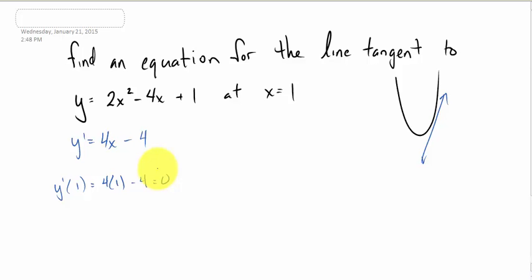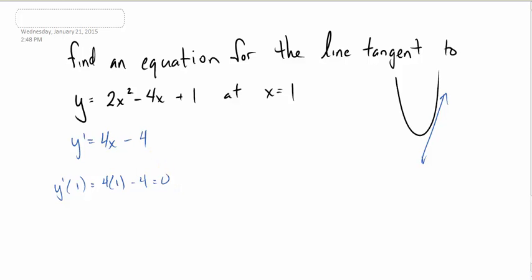Well, that means that it's a horizontal line. And where is the tangent line horizontal? At the vertex. Ladies and gentlemen, we now have another way to find the vertex of a quadratic. We can take the derivative and set it equal to 0. But I'm getting off task here. That's not what we're actually trying to find. We're trying to find this equation.